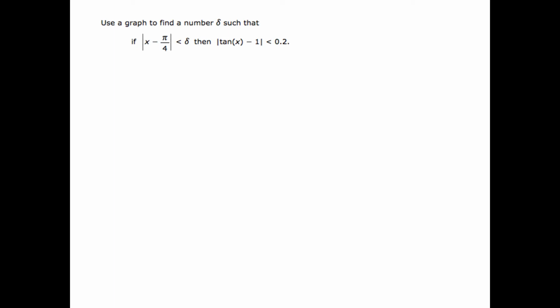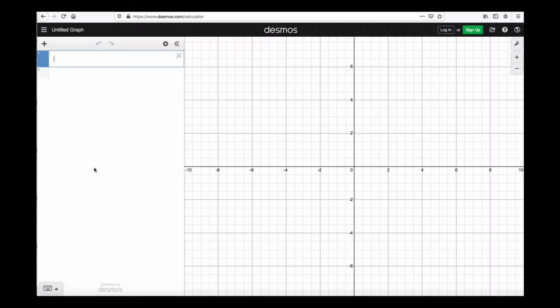Use a graph to find a number delta such that if the difference between x and pi over 4 is less than delta, then the difference between the tangent of x and 1 is less than 0.2. So let's begin by looking at a graph of what it is we're dealing with here.